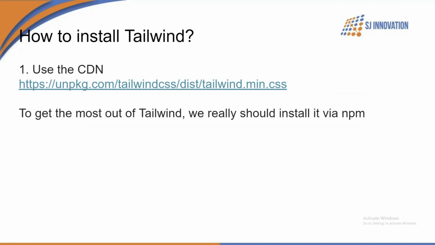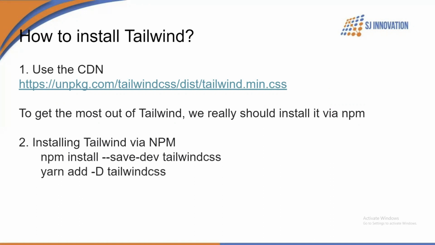But we can get all the facilities of Tailwind if we're using it via npm. Installing via npm is easy. We just have to add this command line for installation via npm, where save-dev is used to store Tailwind locally in our project. If we're using yarn, we have to add this command line.